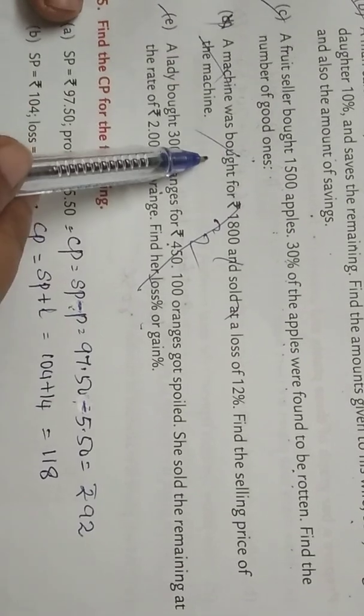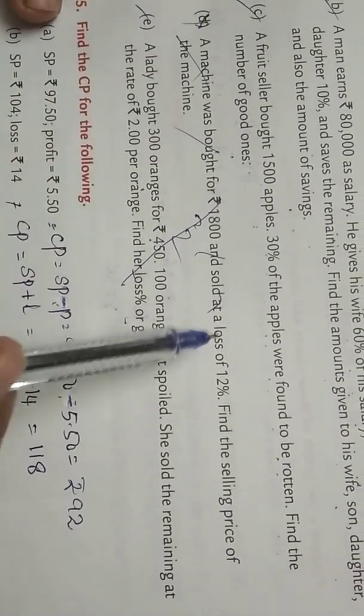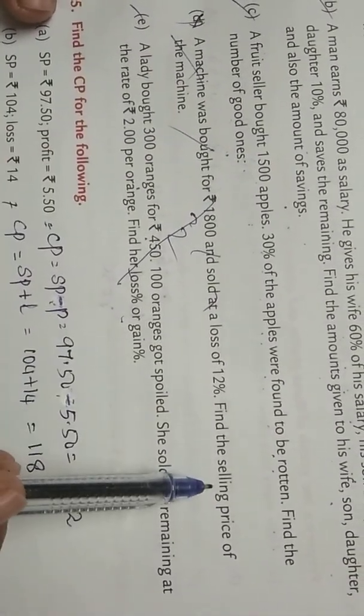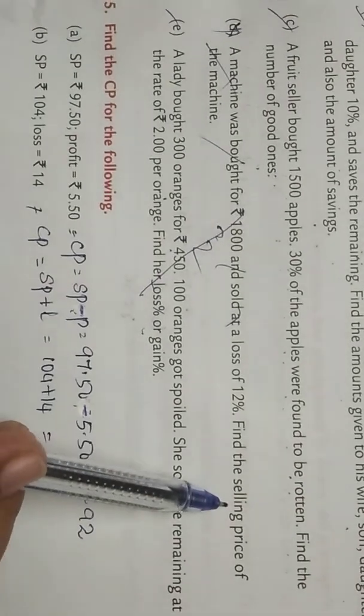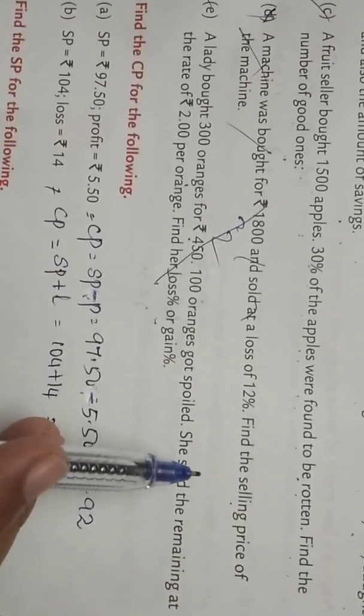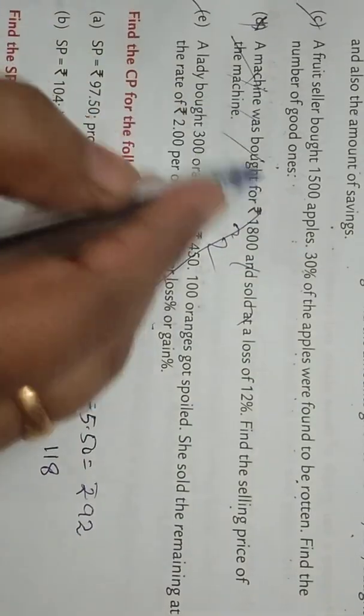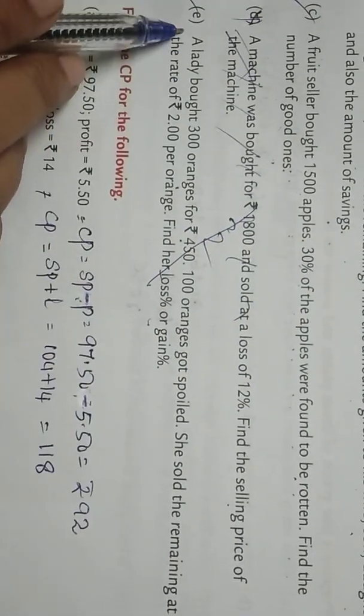Now question number D, we can leave it, because this type of question, finding the selling price, we didn't do in the class itself. Only profit percentage and loss percentage, up to that we have done. So there is no need to do this question. So cancel it. Now moving to question number E.